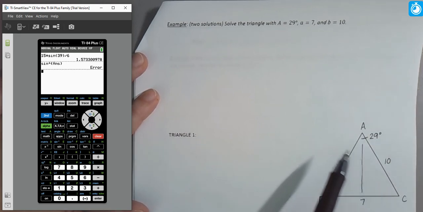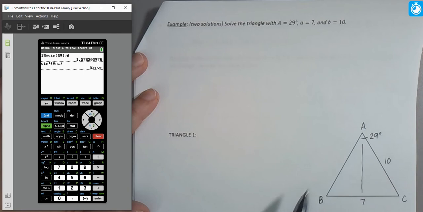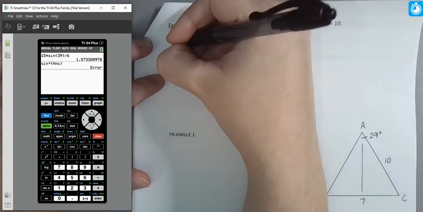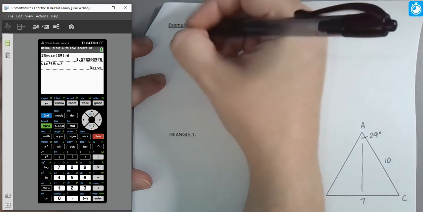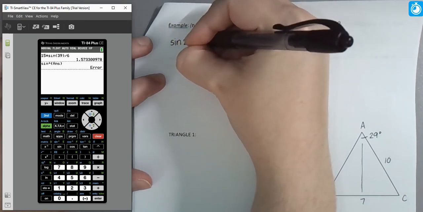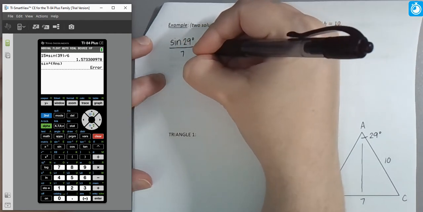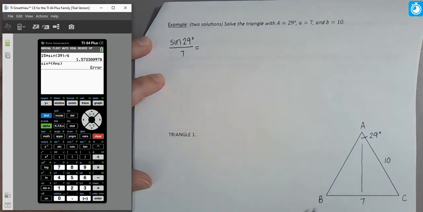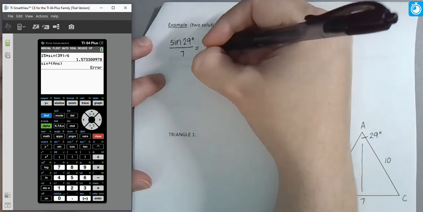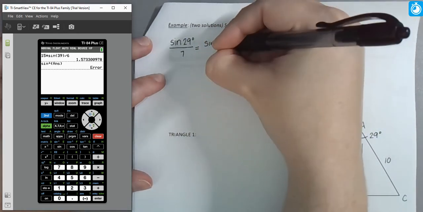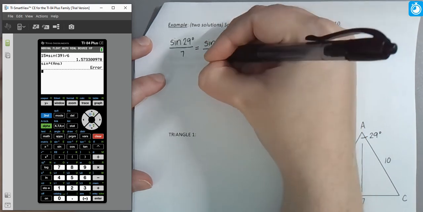I don't know anything about the C's, which means angle B is the only thing that I can solve for at this point in the problem. So using the law of sines, we know that the sine of 29 degrees divided by the opposite side length, which is 7, is equal to the sine of angle B divided by the only additional value we know, which is side B, which is 10.